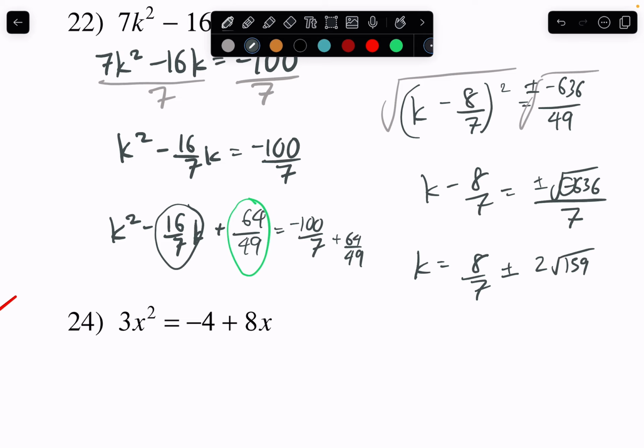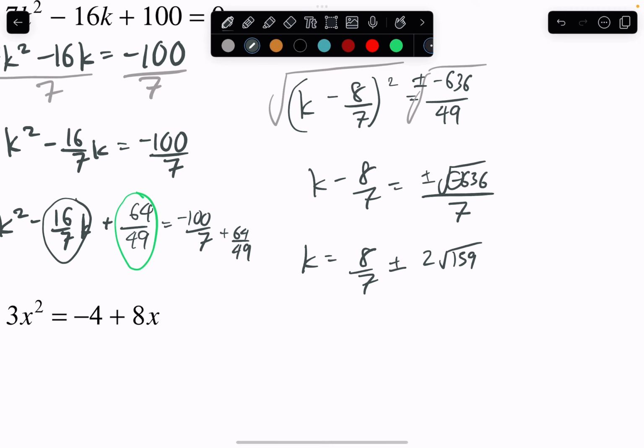And because we have a negative value that's inside, sorry, I'll be right back. Sorry about that. Let's continue.